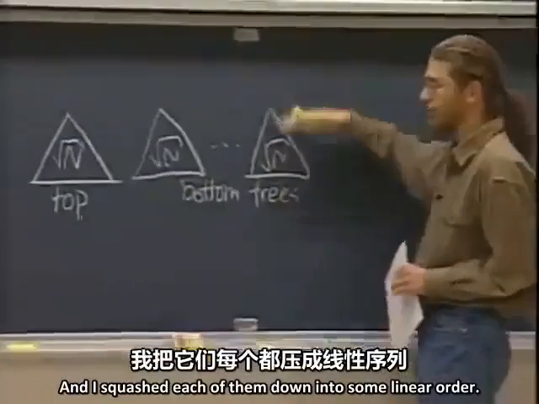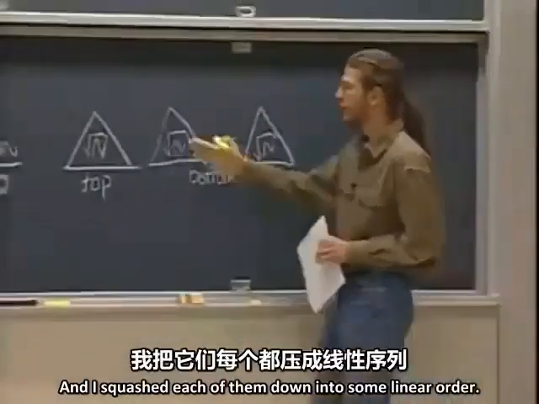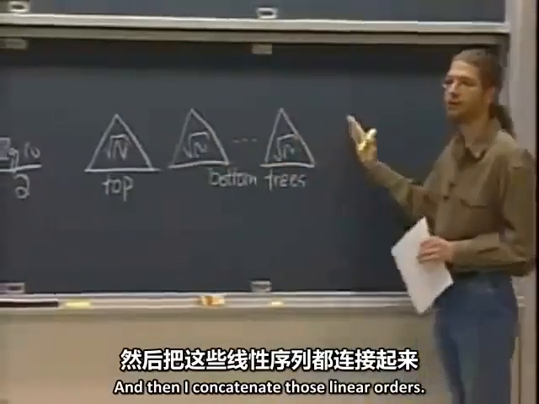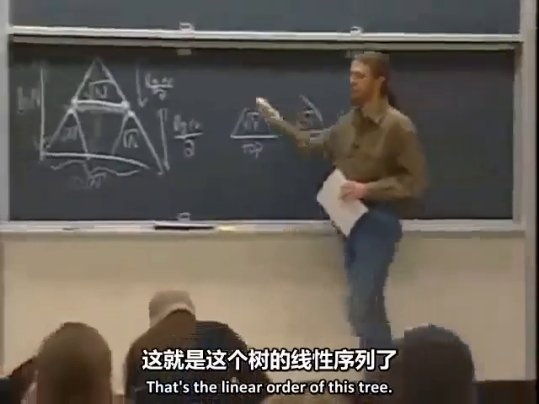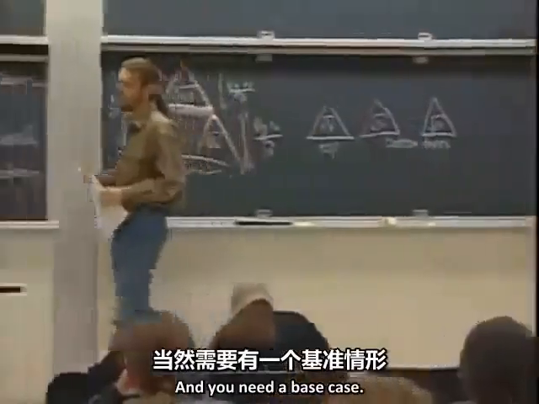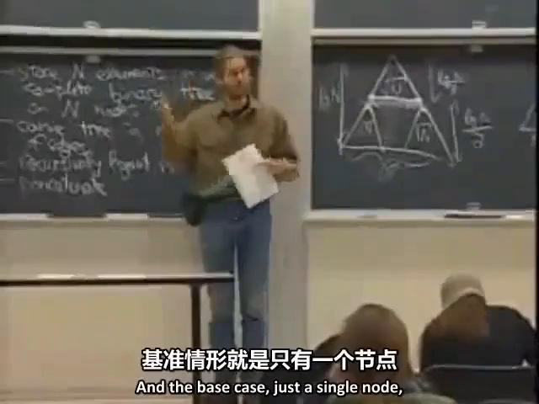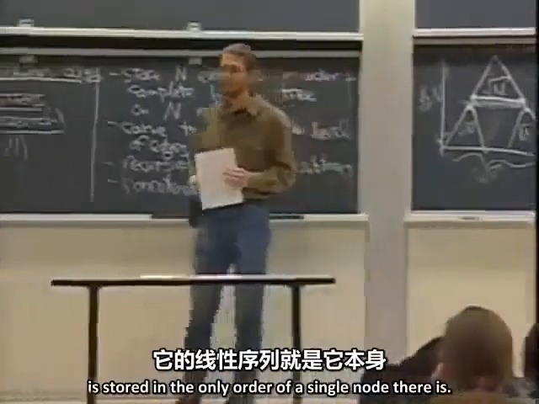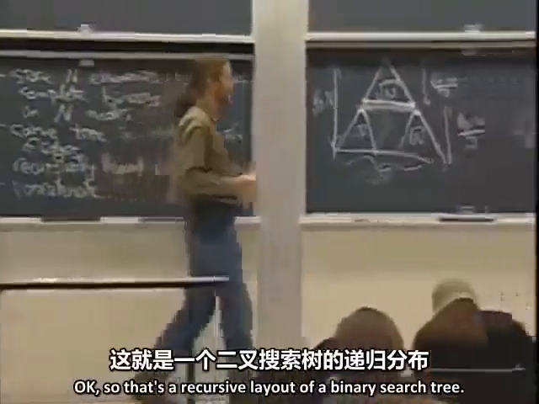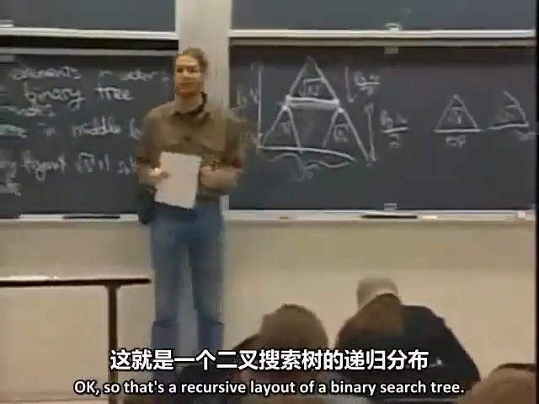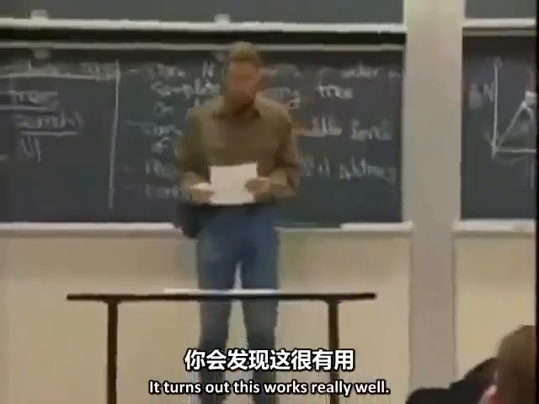And I squash each of them down into some linear order. And then I concatenate those linear orders. That's the linear order of this tree. And you need a base case. In the base case, a single node is stored in the only order of a single node there is. Okay, so that's a recursive layout of a binary search tree. Turns out this works really well.